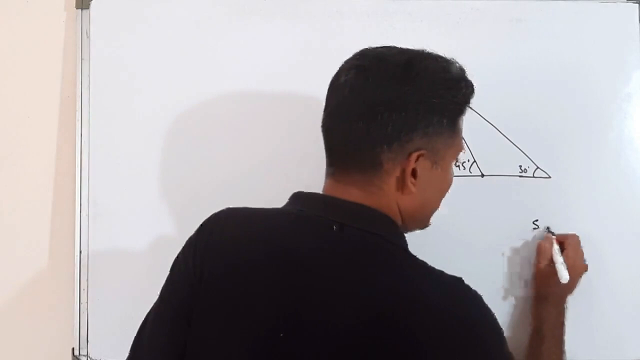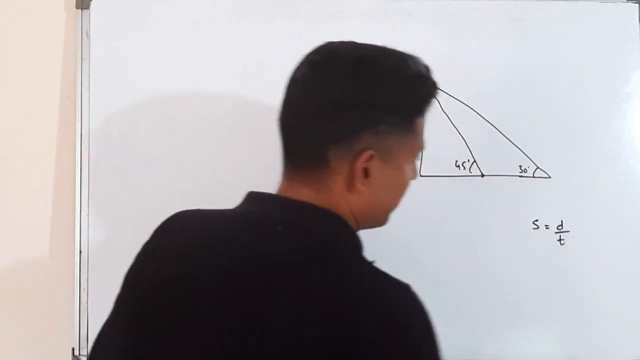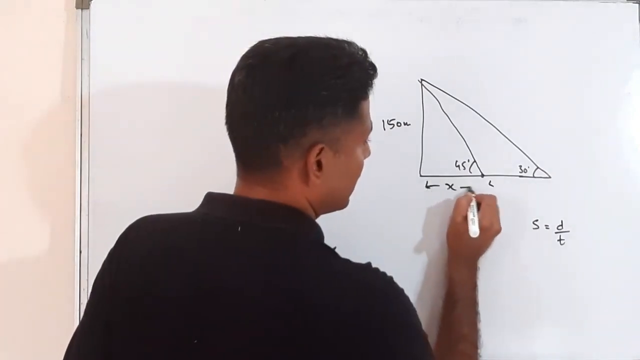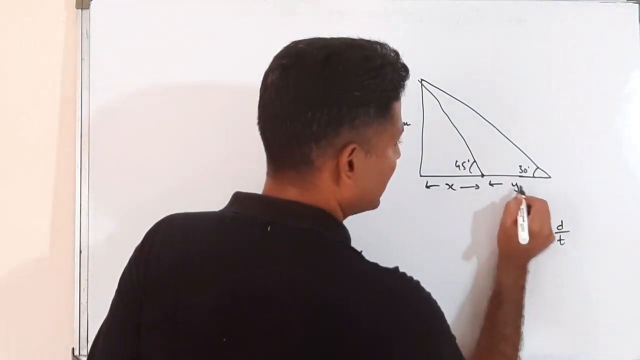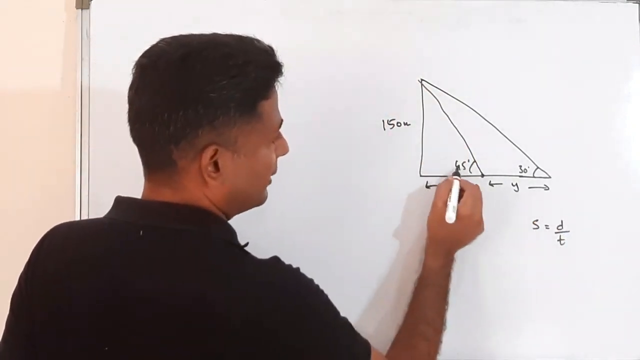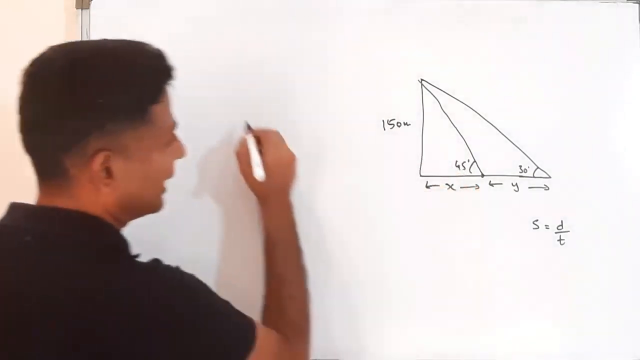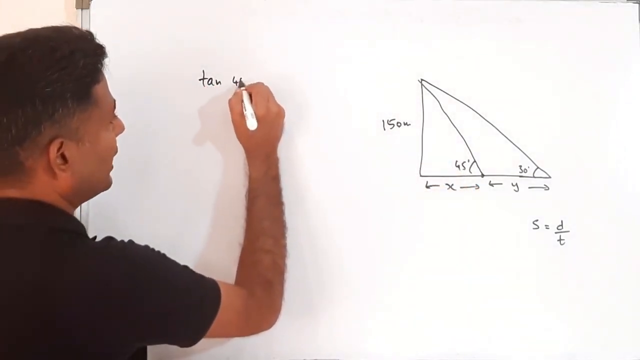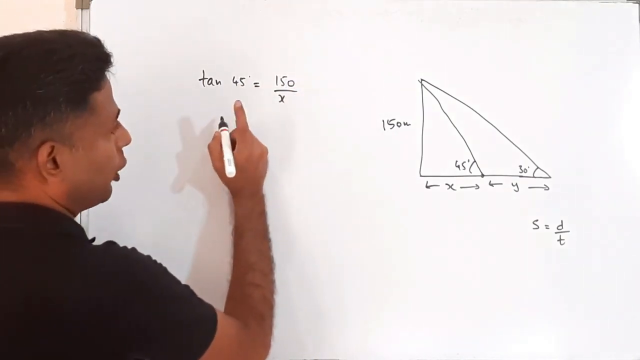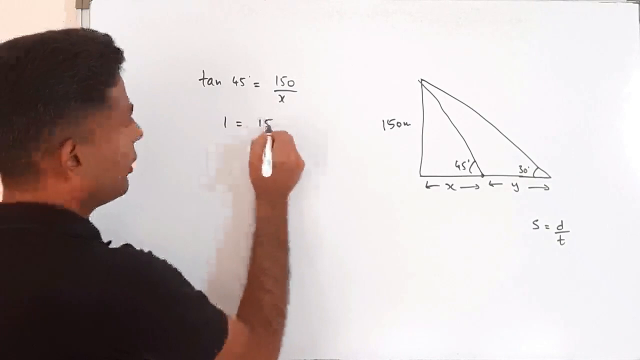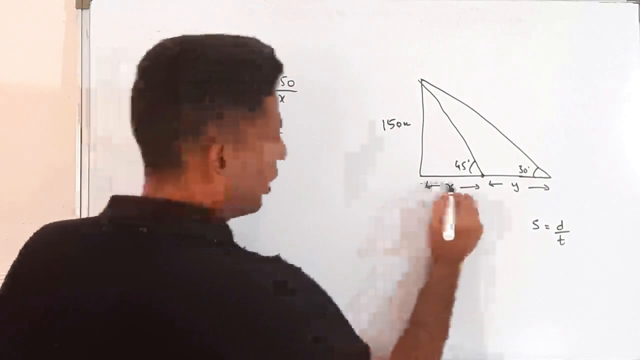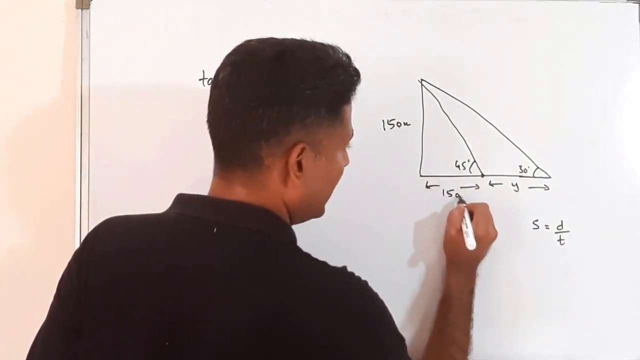Now of course we know speed equals distance by time, right? Now let's say this distance is x. This distance is y. Alright. Now from this triangle we have an angle, opposite and adjacent side. So tan 45 degrees equals 150 by x. So tan 45 is 1, equal to 150 by x. So x equals 150 meters. So we got this distance as 150 meters.